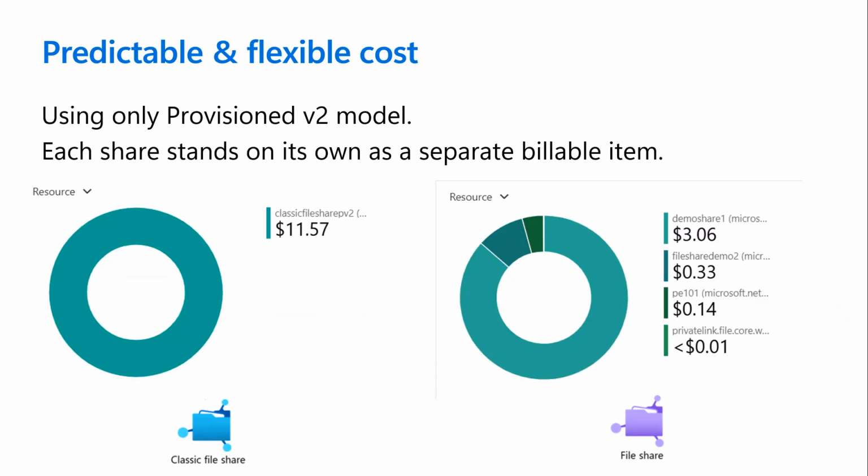Another benefit is the predictable and flexible cost. All new file shares will be using the Provisioned v2 billing model, now that each share will stand on its own as a separate billable item. For classic file share, we simply get a monthly bill on the storage account, and then we have to go in and manually do some calculation to figure out how much each share has cost. The new file share experience will simply tell you how much each share and each service cost. This could be very helpful for those customers who want to bill file shares to an independent customer or department at the end of the month.